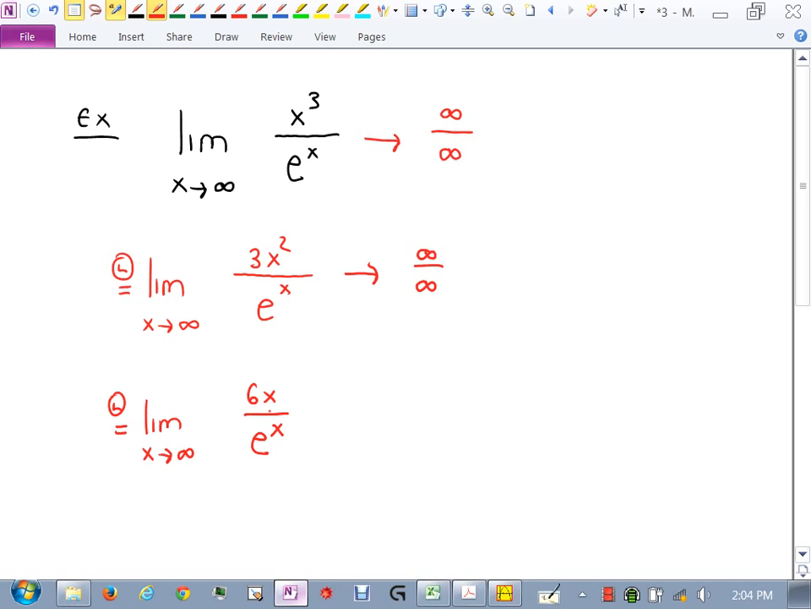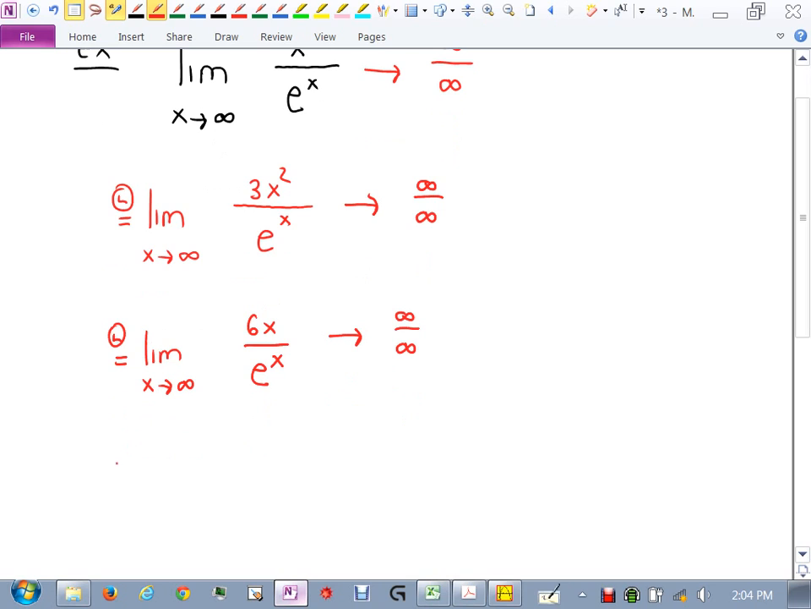And still, but what's happening though? You're losing powers on the top. Eventually that power on top is going to go to a constant. So we're still at infinity over infinity. So finally, L'Hopital one more time. Limit as x goes to infinity of 6 over e to the x.